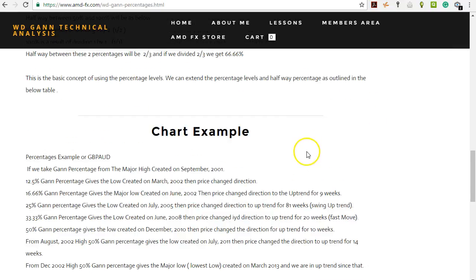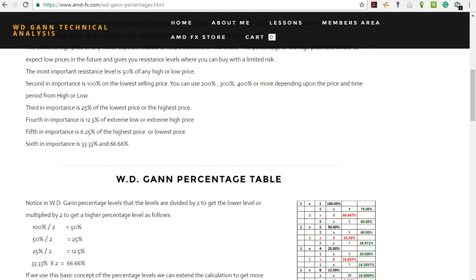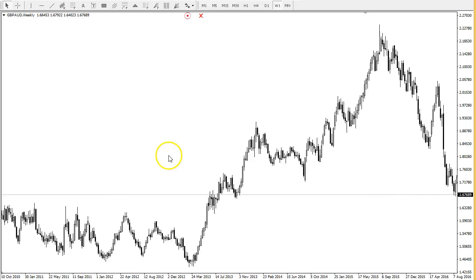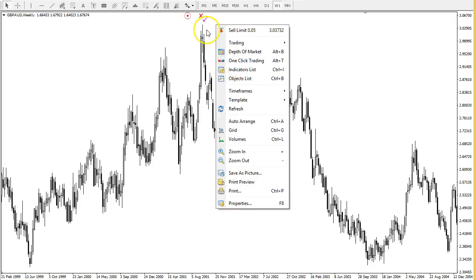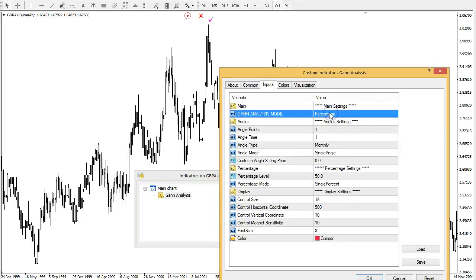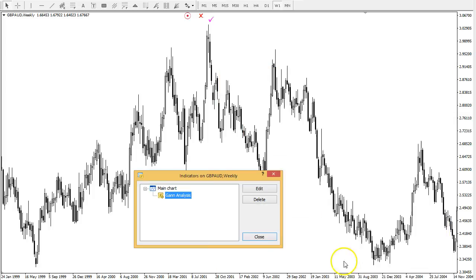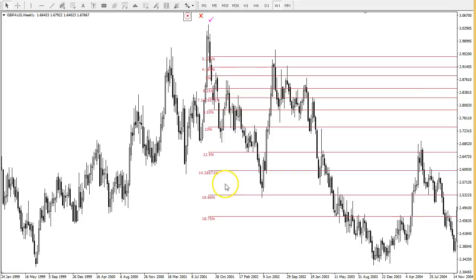So now this is just a simple explanation about the percentage. We can take the chart that we are using here for GBP USD, and I marked here the highest high, the historical high in the chart, and we can use our GANN analysis indicator for MT4, and there is an option here. You can put only one level, a single percent, or you can put a full percentage. If you put the full percentage, you will get all the percentages starting from 3.21 up to 100%.